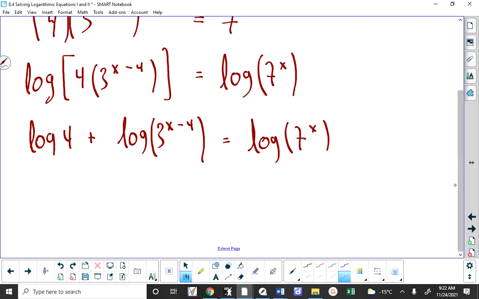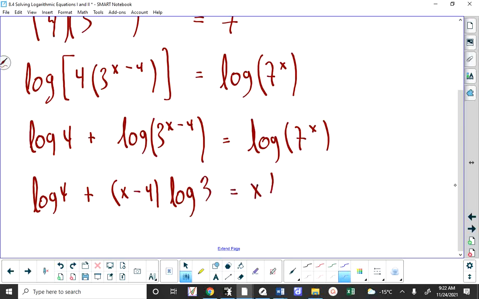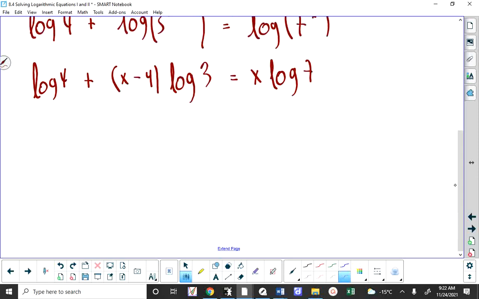And we have to now expand, we have to bring these exponents down in front, all of the logarithmic exponents, which is going to give us log of 4 plus, since that exponent is a binomial, we need to write it in brackets. X minus 4 quantity times log of 3 equals x times log of 7. And what you're going to eventually have to do here, everybody, is move all of the terms that have x to one side, but not until you multiply this through.